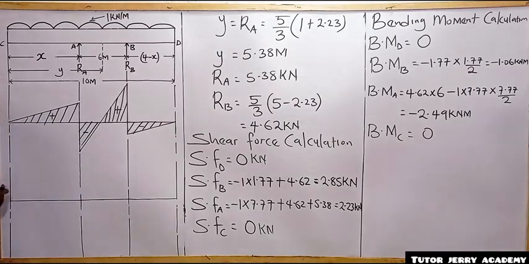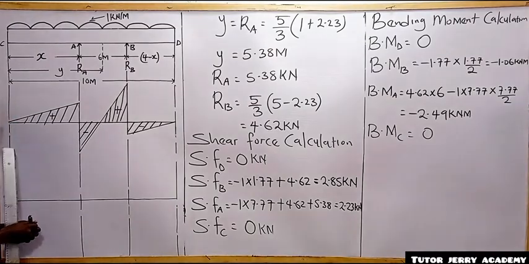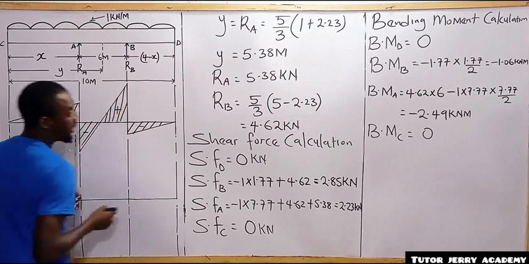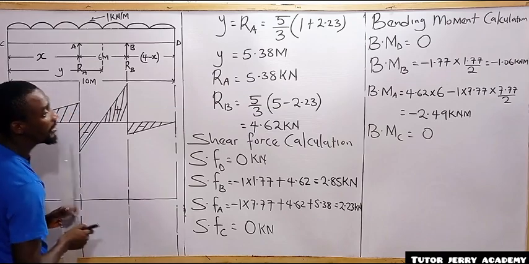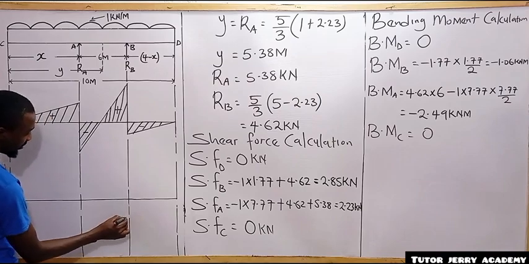All right, so that's it. This is our shear force diagram. So let's draw our bending moment diagram. The bending moment at point D is 0, and the bending moment at point B is negative 1.06. So let's take this as negative 1.06.